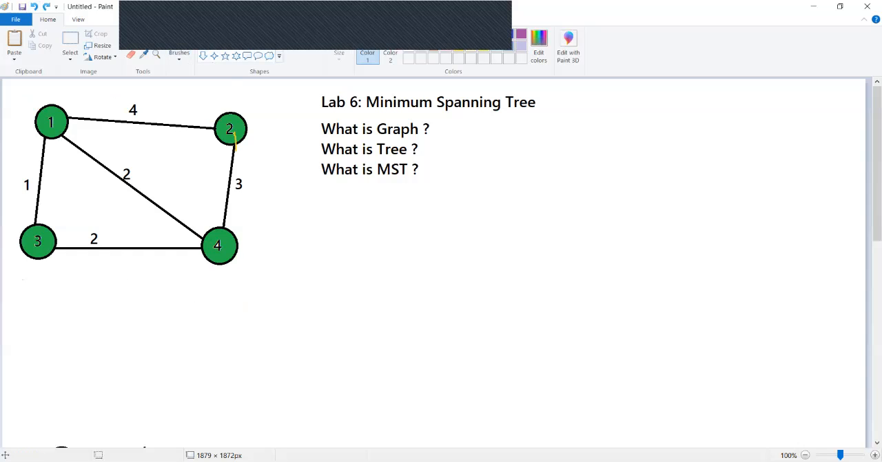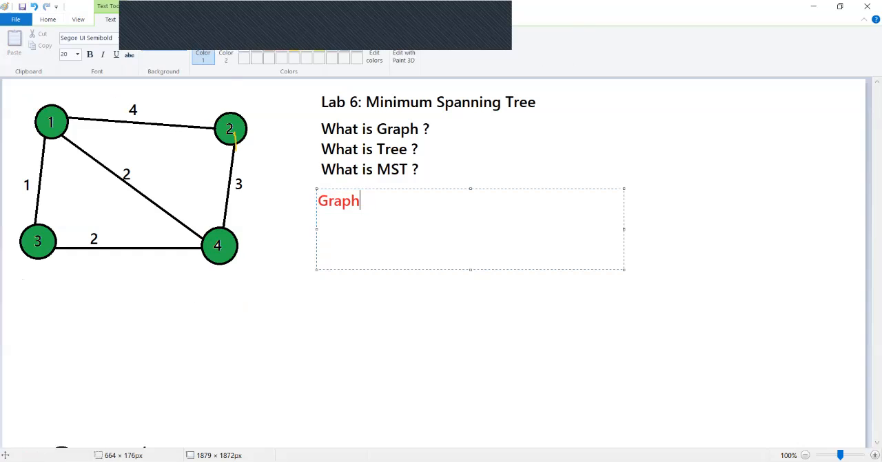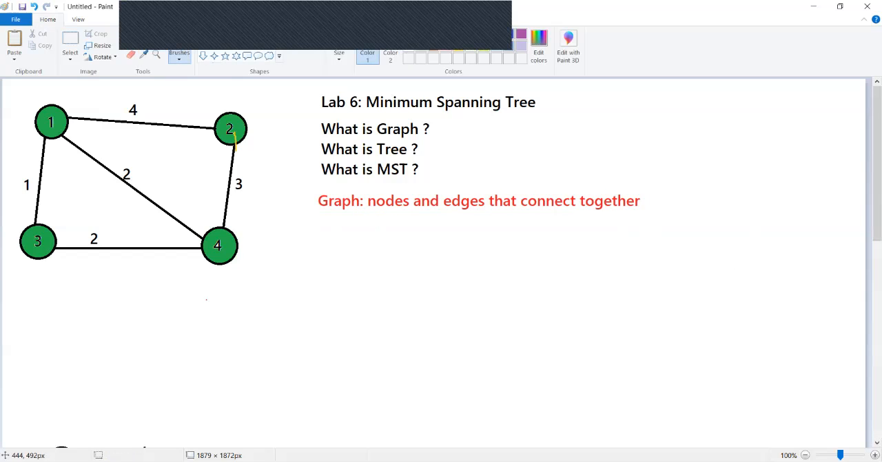So let's write here. A graph is something that has nodes and edges that connect together. Okay, so that's the definition of a graph. So now, what's a tree?